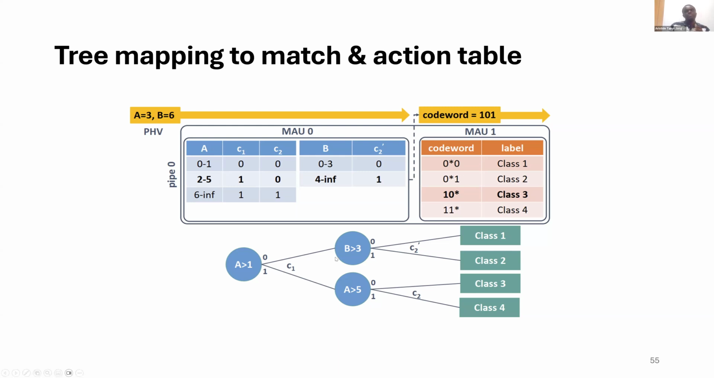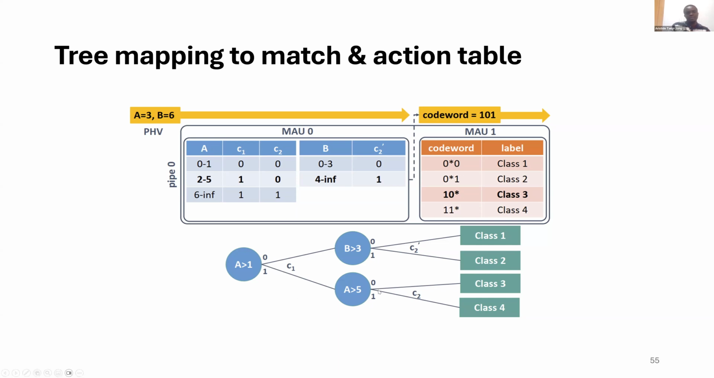We do this by breaking the model down into 2 sets of tables: feature tables and code tables. In the feature tables, which are the ones in blue, you have one for each feature, okay? For the first feature, A, you first identify the different thresholds of that feature that exist in the model. For feature A, you have 1 and 5. Then you define ranges in between those thresholds.